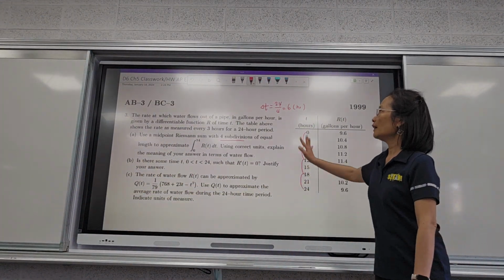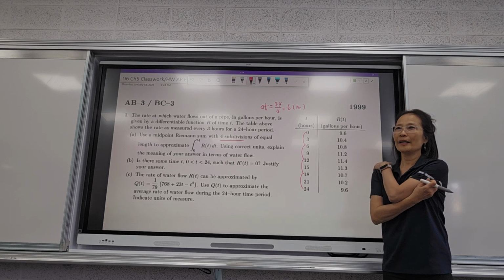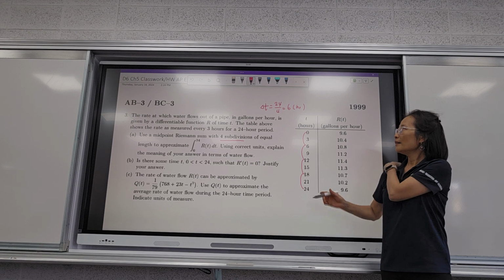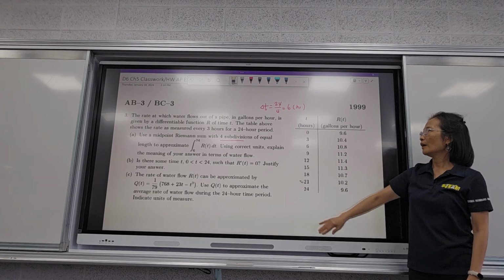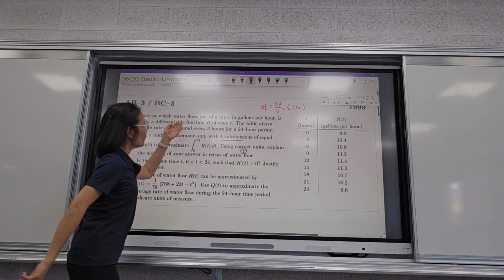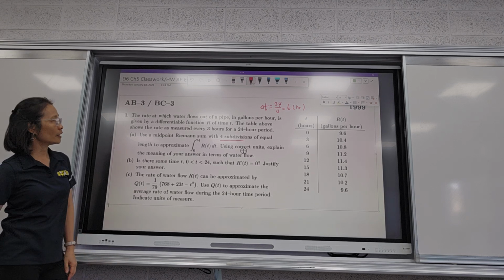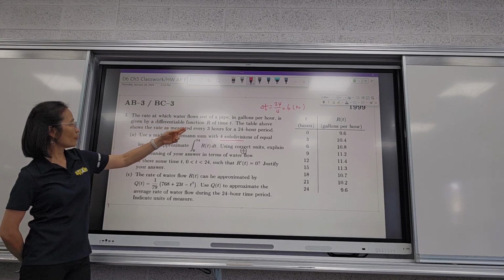Okay, so we are looking at the, is it day 6 homework? Yeah, the application problem using the calculator. This question is giving you the table of values, and we have the rate, how fast the water flows out of the pipe, in gallons per hour. And they say, can you use the table, right?